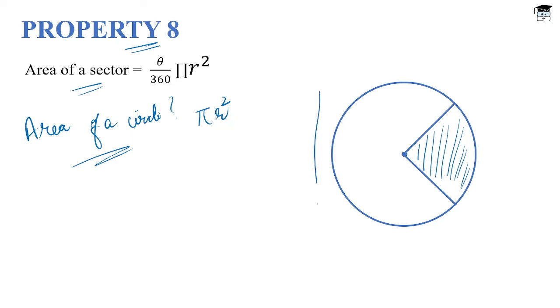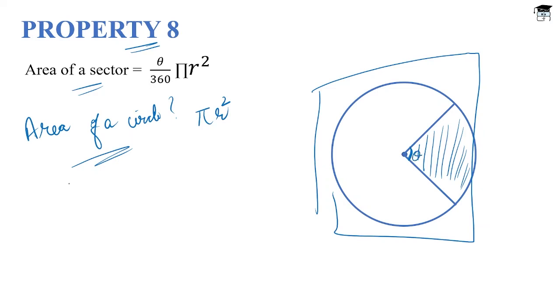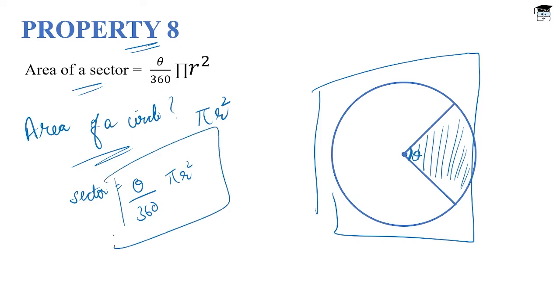So if we know how to calculate the area of the whole circle, can we calculate the area of this sector? Yes, we can. And what is the formula? It is theta by 360 into pi r square. So this angle is theta, right? So the area of a sector is equal to theta by 360 into pi r square. This is how we calculate the area of a sector.